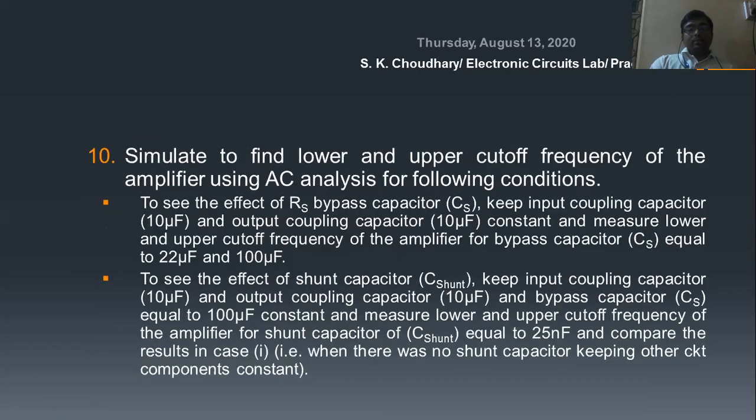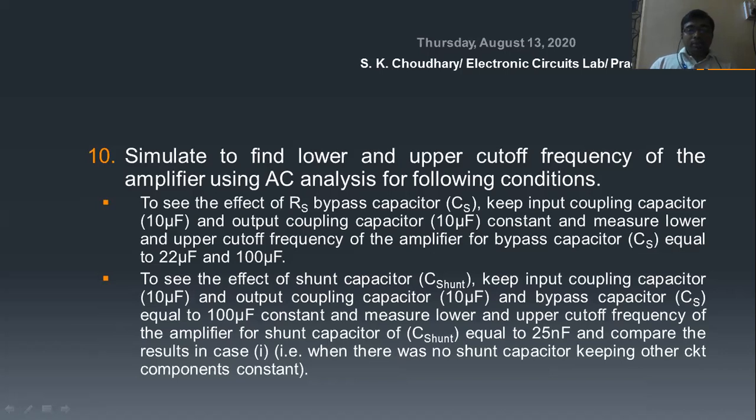The final step is to simulate and find the lower and upper cutoff frequency of the amplifier using AC analysis for the following conditions. We have to observe the effect of the bypass capacitor and source resistor. Keep the input coupling capacitor at 10 microfarad and the output coupling capacitor at 10 microfarad as a constant level, and measure the lower and upper cutoff frequency for a bypass capacitor equal to 22 microfarad.